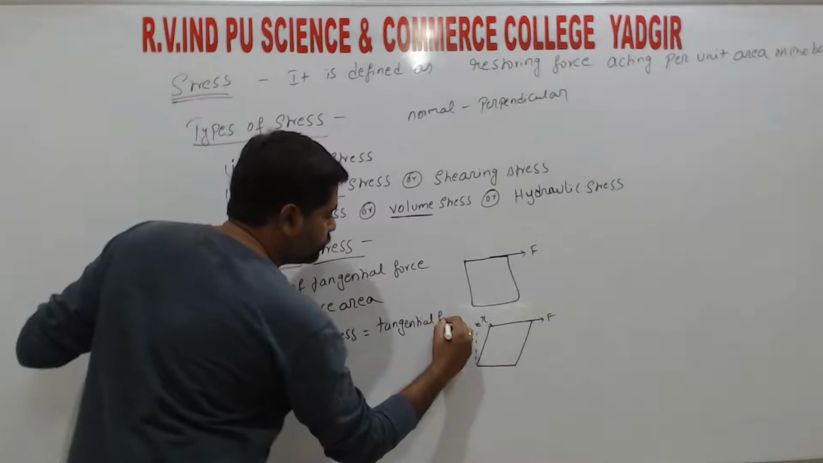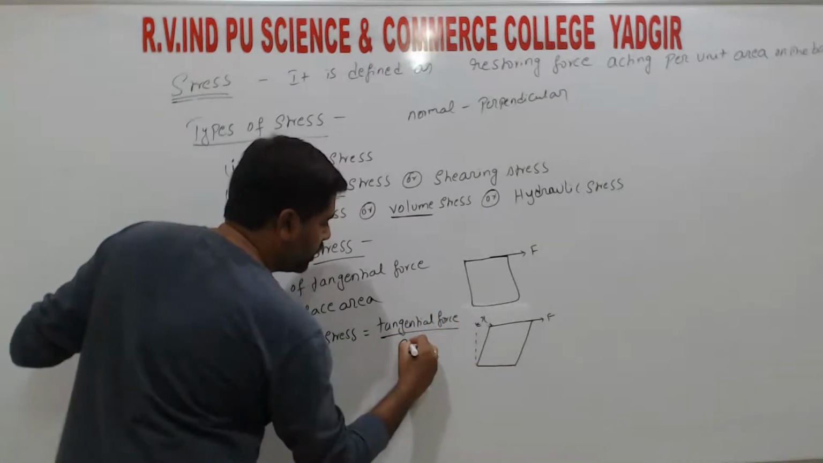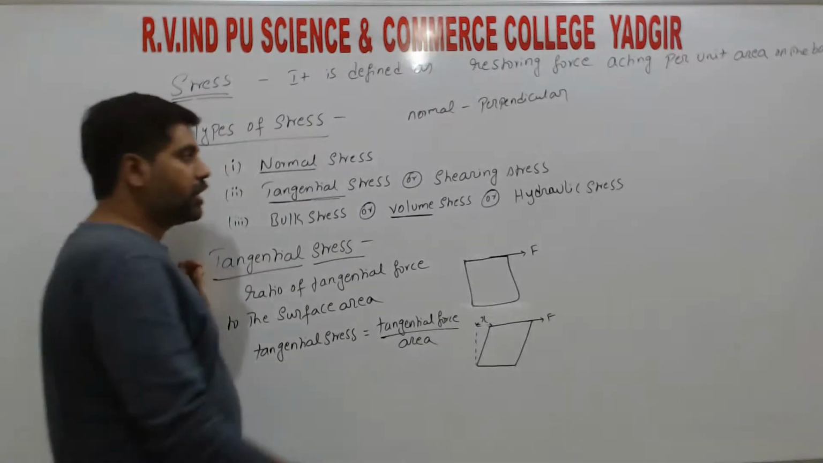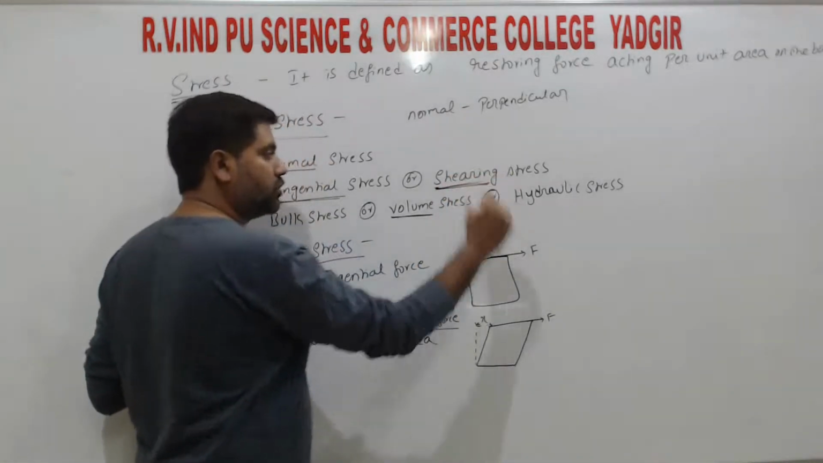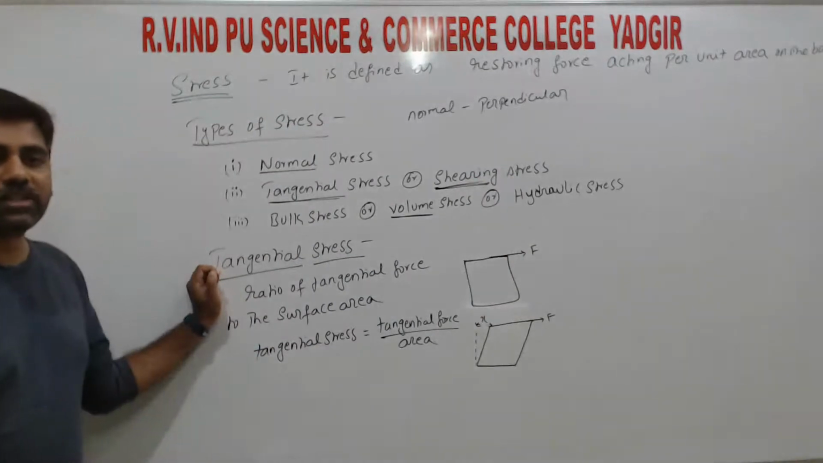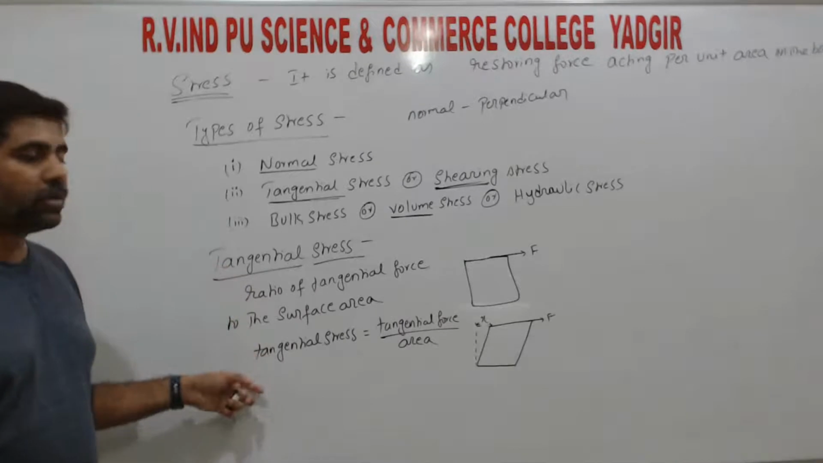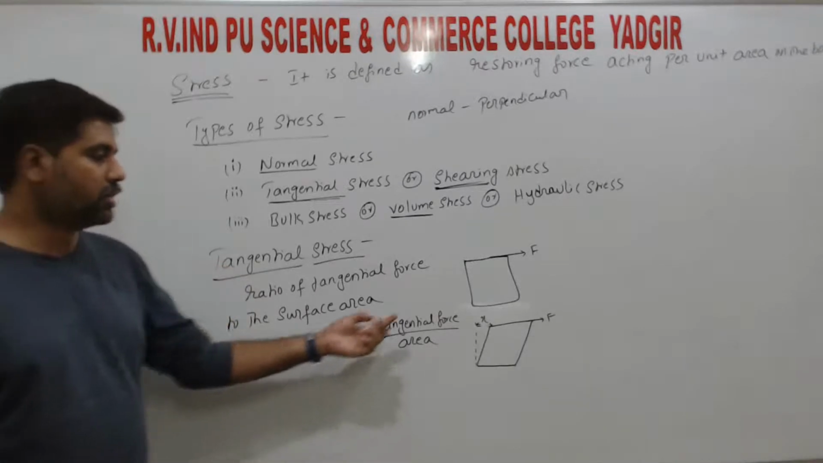So tangential stress equals tangential force divided by area. Another name for this is shearing stress, right? So another name for this tangential stress is the shearing stress, right? There are no types in this, only this diagram, right?